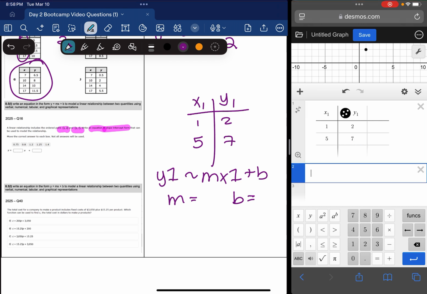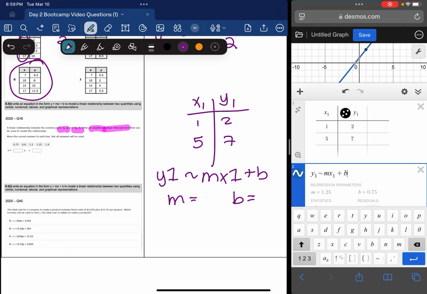Okay, then we have y1 tilde mx1 plus b. That gives me a slope of 1.25 and a y-intercept of 0.75.